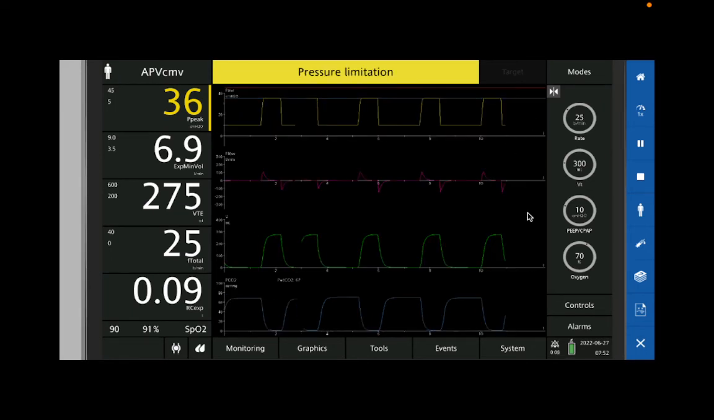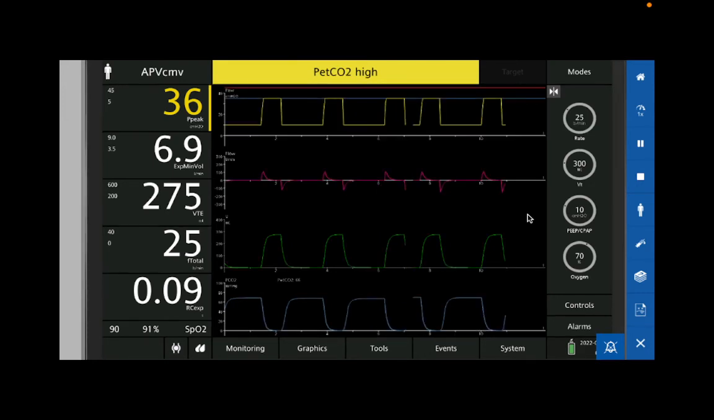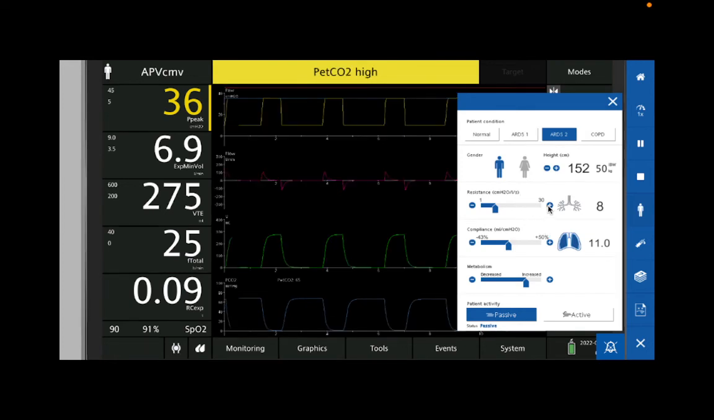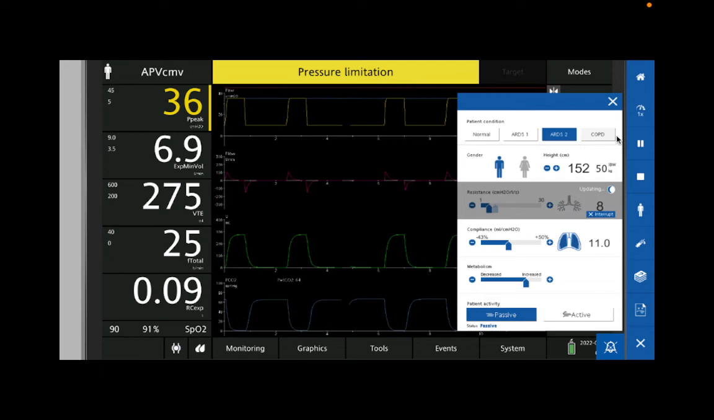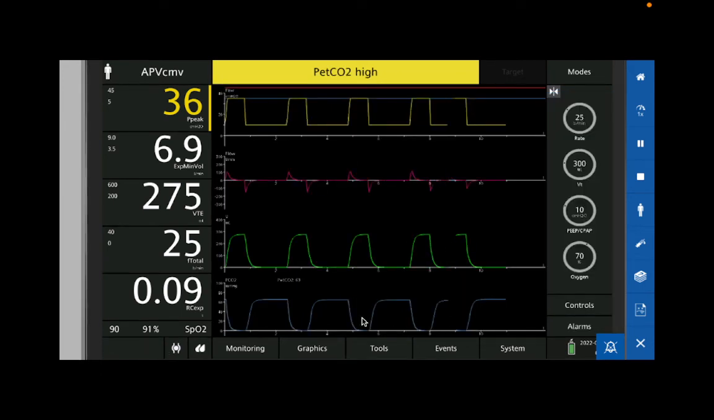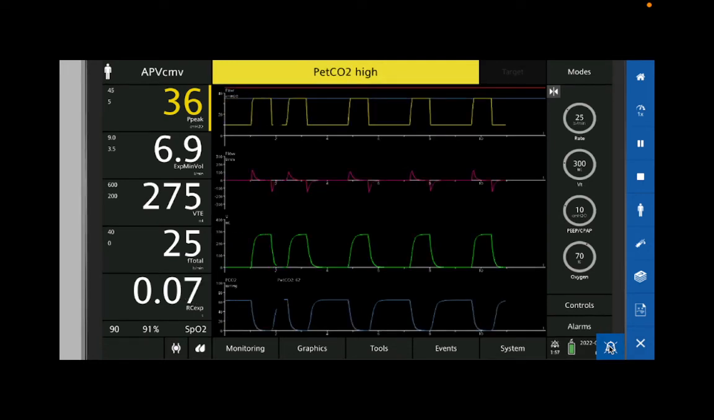Interesting. In doing this, I don't like what the machine's doing. I'm going to make it stop doing it. So what was our PO2 on the gas? It was like 59, I think, right?